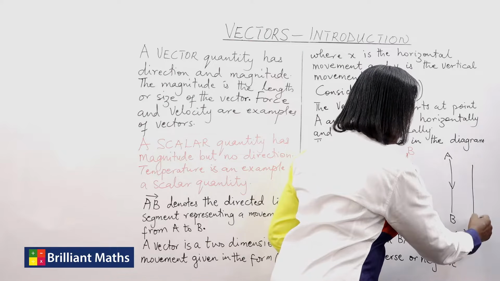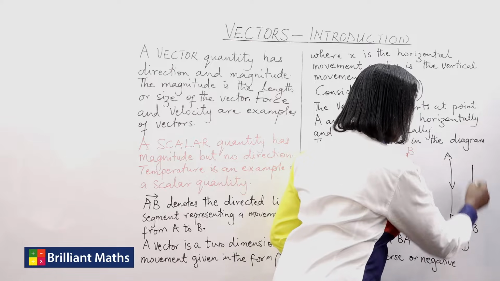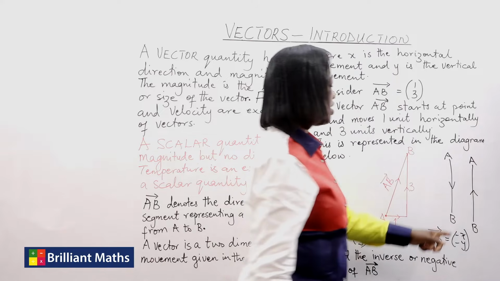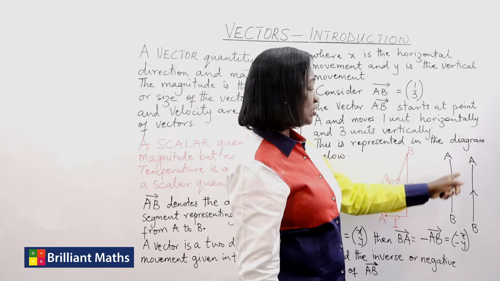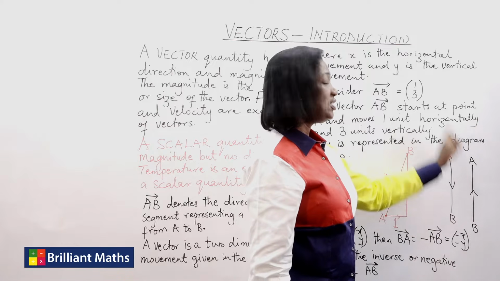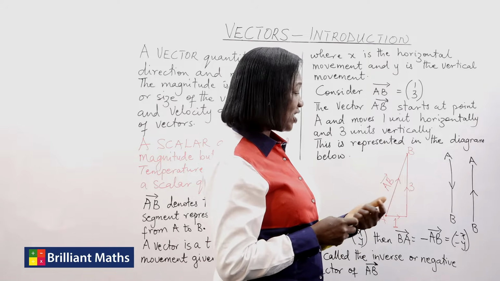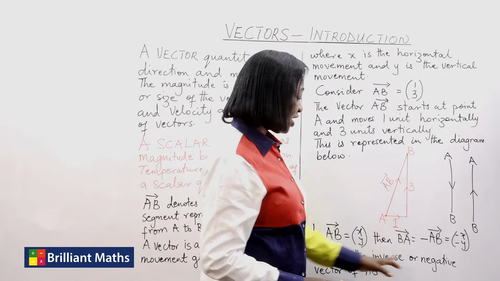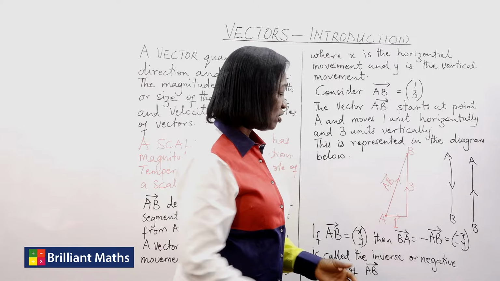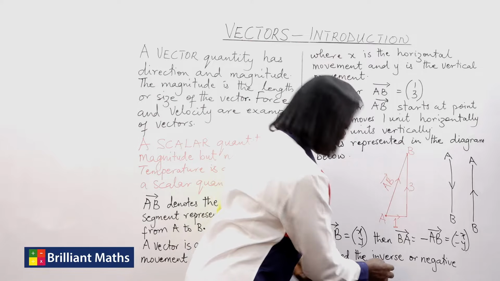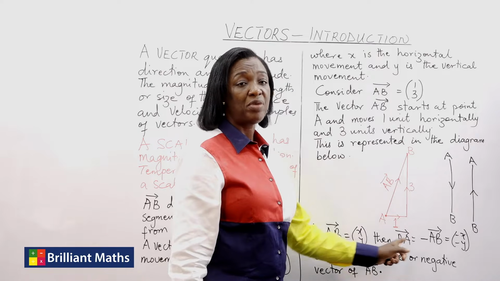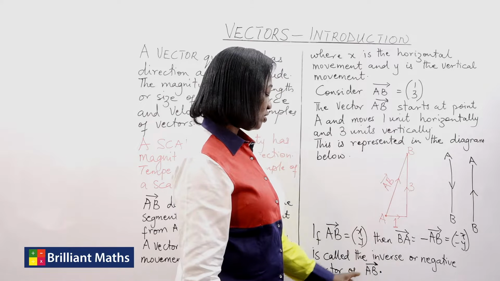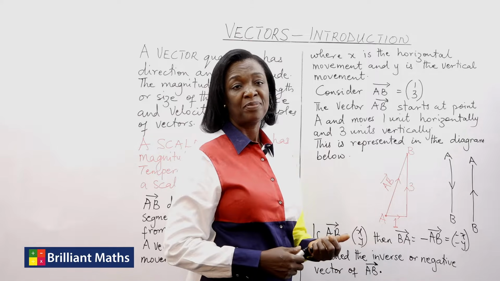In BA, the arrow will be in the opposite direction. So that is AB and that is BA. And when the directions are different, then they negate each other. It's called the inverse or the negative vector of AB. So vector BA is the inverse or the negative vector of AB.